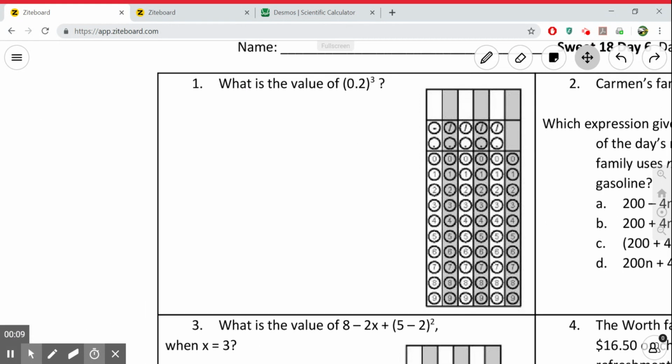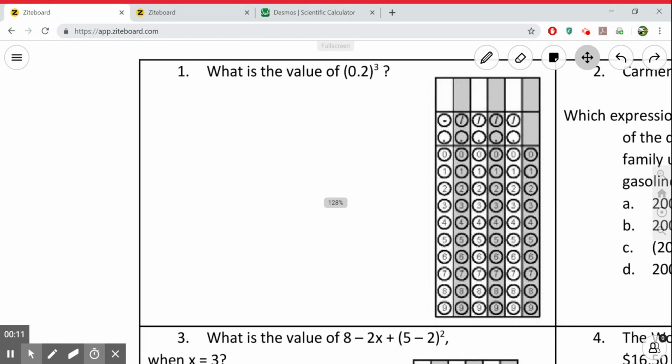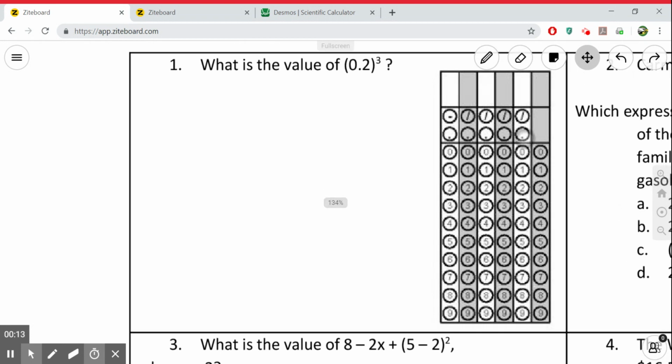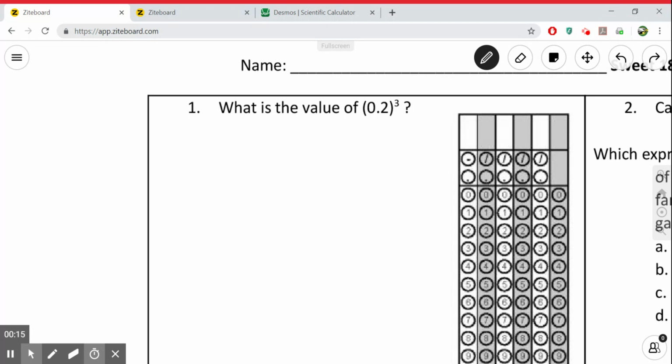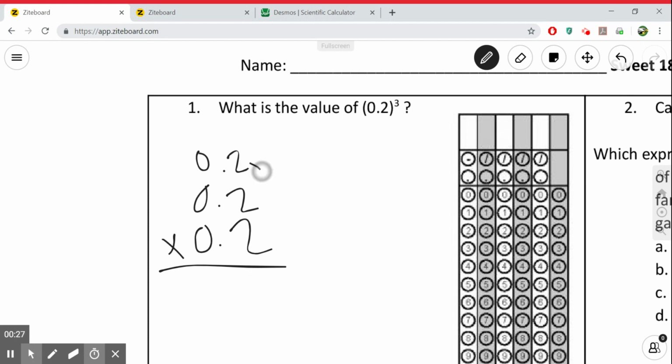Look at question number 1. It says, what is the value of 0.2 cubed? So if we do that, we knew that it's cubed, so that's repeated multiplication. So I have 0.2, 0.2, 0.2. That's 3 times, and this is multiplied. So if I do 2 times 2, that's 4, and then 4 times 2 is 8, so I have an 8 here. And when I multiply decimals, I have 1, 2, 3 decimals, so I need to count 1, 2, 3 decimals. So my decimal point goes here.